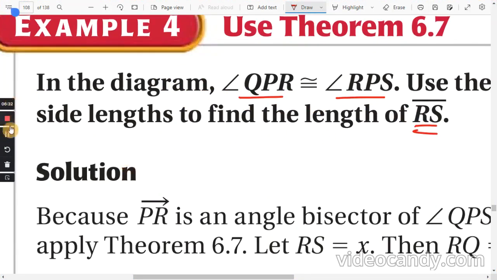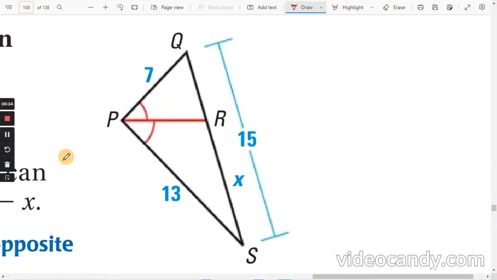Let's see. Okay, right here, QPR is this one, and SPR is this one. So since this angle is bisected, we can make this proportional. Now, we need this piece right here. We see this one right here is X, and the whole thing is 15. So what do you think the length of this is going to equal? Well, that's just 15 minus X.